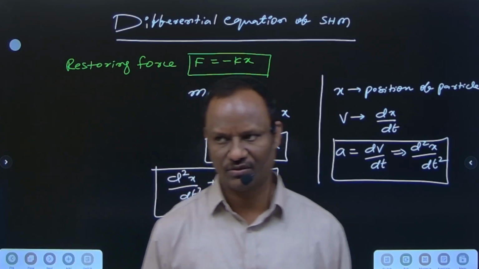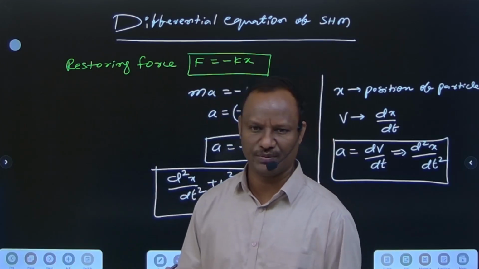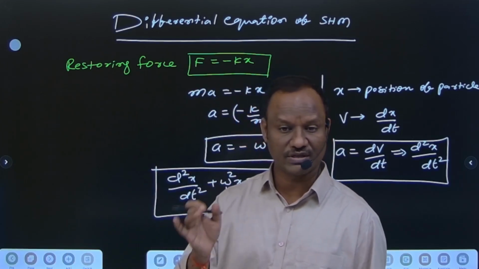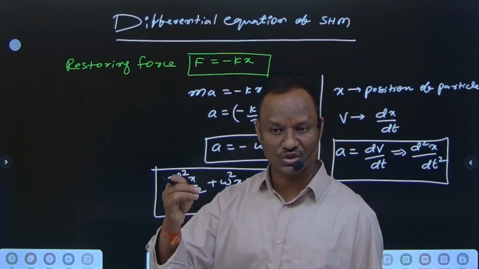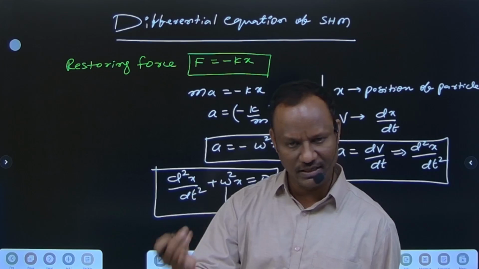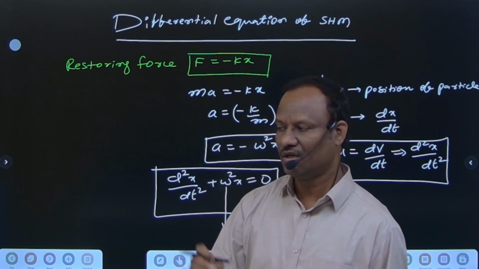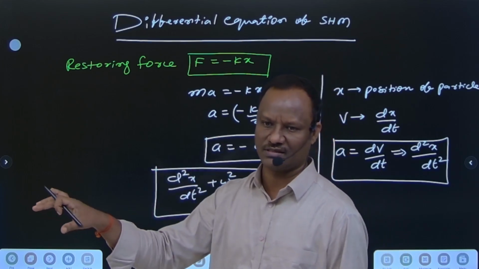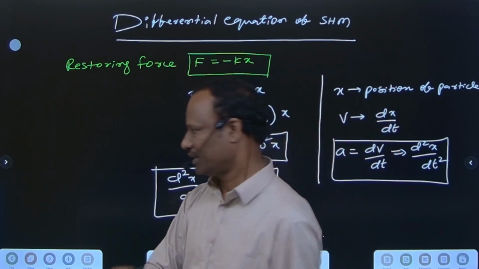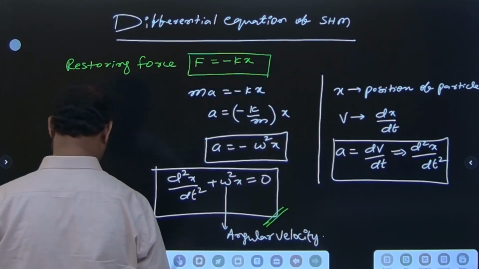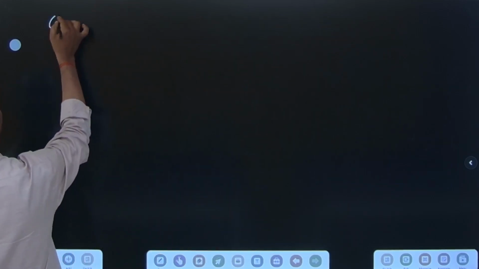Some equation will be given to you, anyone. X is equal to a sin omega t. X equal to sin omega t plus cos omega t. X is equal to sin omega t plus 2 cos omega t. Which of the following equations are SHM? So I'm giving some equations. The question is what?